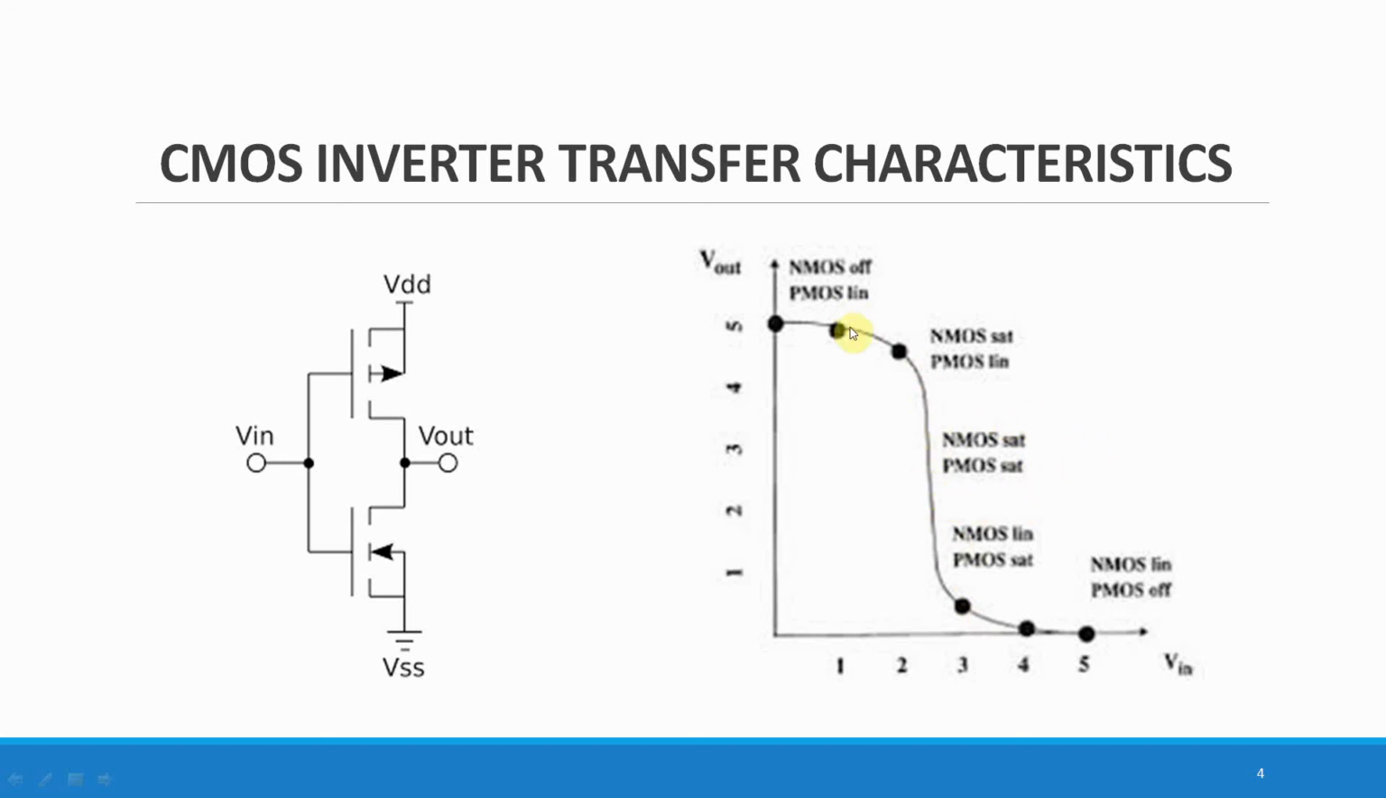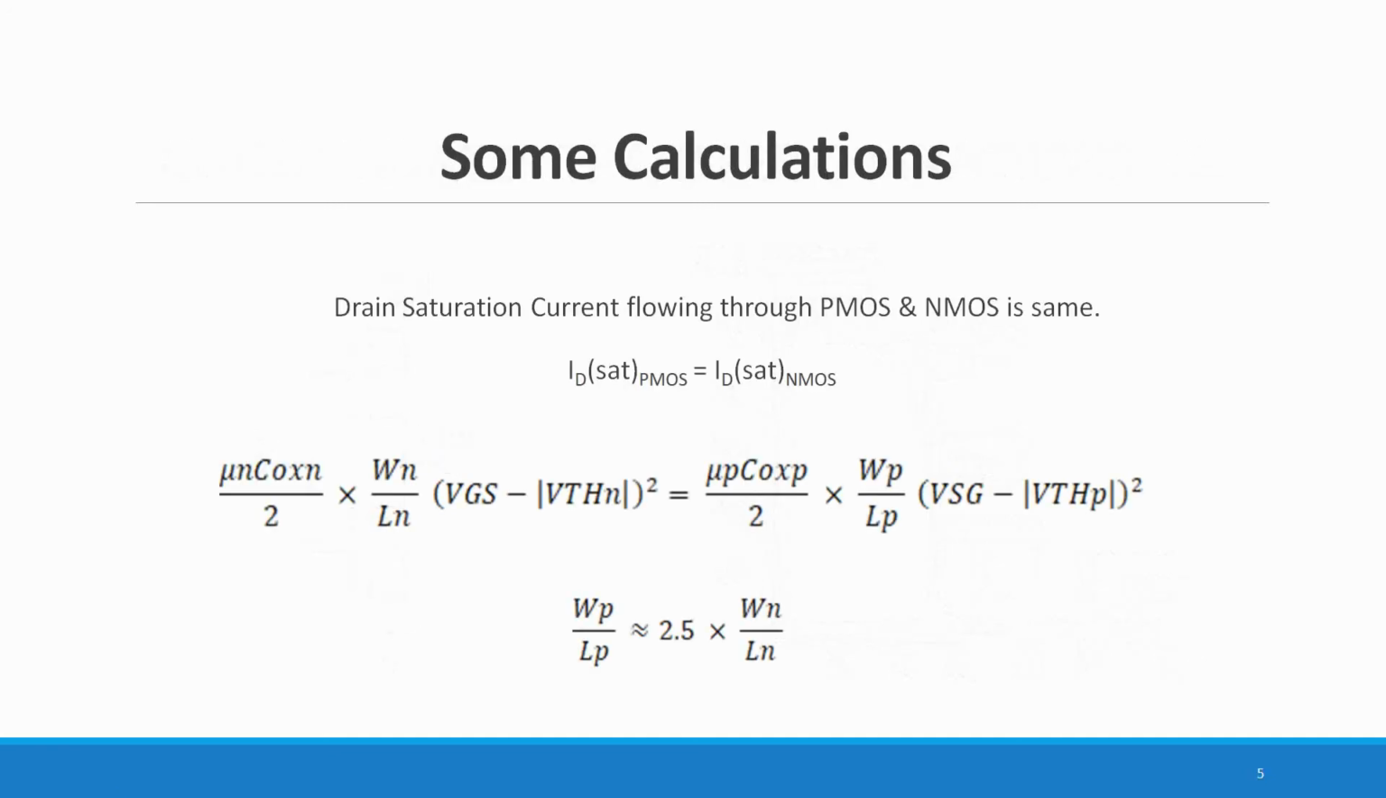As we know, a MOS transistor can be in the triode region, saturation region, or cutoff region. So at this particular stage, both transistors are in the saturation region. Due to these conditions, the saturation current flowing through the PMOS and NMOS must be equal, to satisfy the basic circuit laws of KCL and KVL. So these are some calculations. As I told, the drain saturation current flowing through the NMOS and PMOS must be the same.